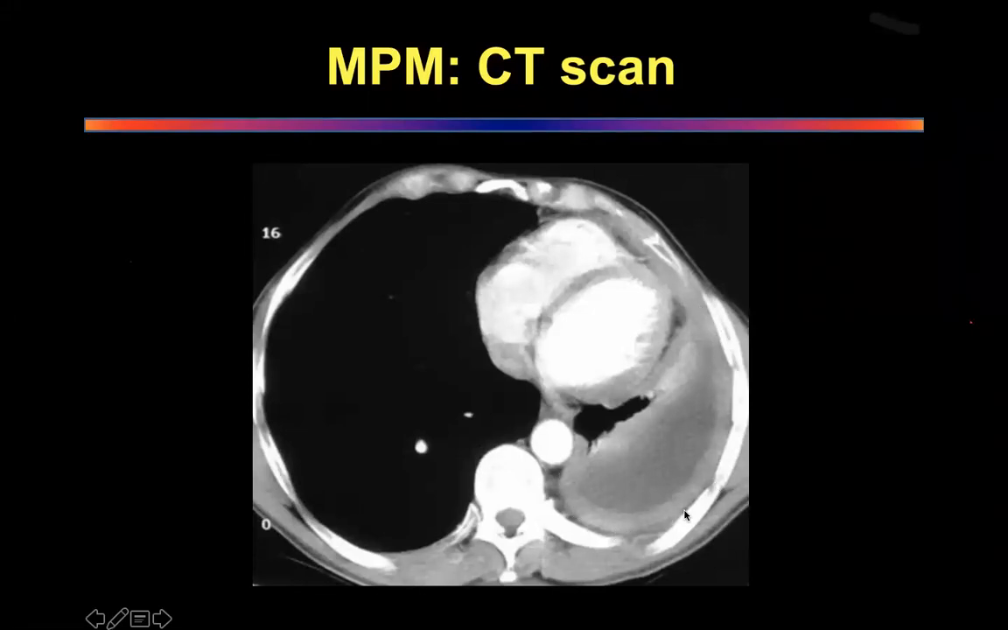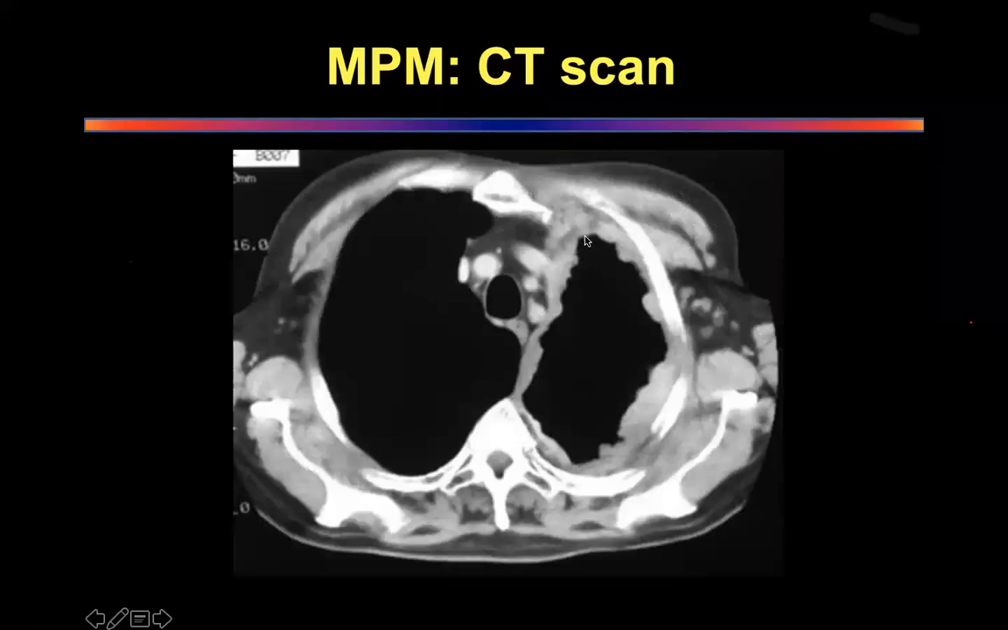And if I played the whole CT, it is from the top to the bottom. And there is effusion in this patient. And most of the thickening is along the parietal pleura. Can you see that? And this is a nodular appearance. This is classic. If you ever see this nodular appearance in the pleura, particularly involving the mediastinal pleura, then this is suggestive of a mesothelioma.